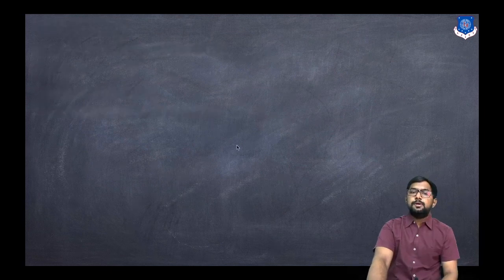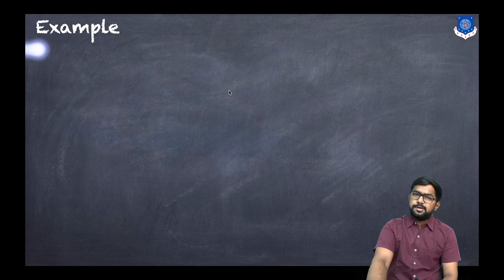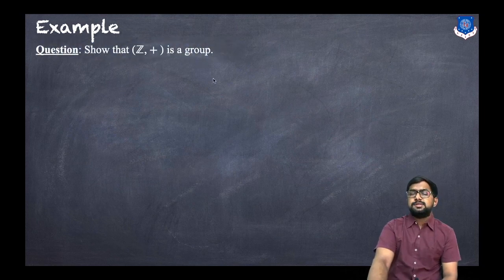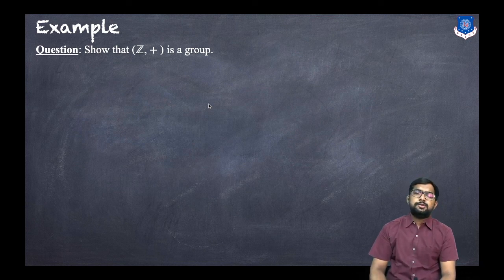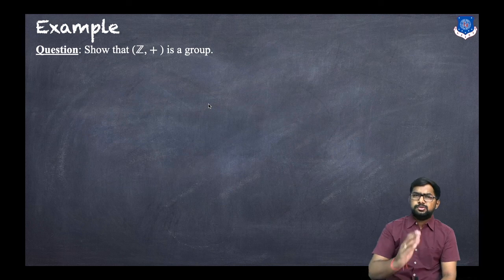Now, for example, let us show that (Z, +) is a group. Actually, it is a sum of group. We know what a group is. So what are the conditions? The first is the closure property, then the associative property, existence of identity, and existence of inverse.